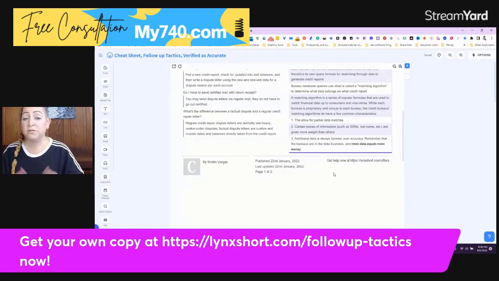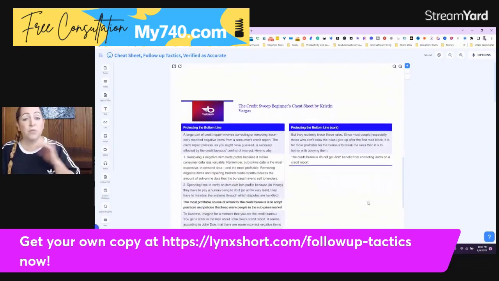And remember that the bureaus are in the data business, and more data equals more money. That's really the only thing that you want to understand when it comes to understanding who the bureaus are.